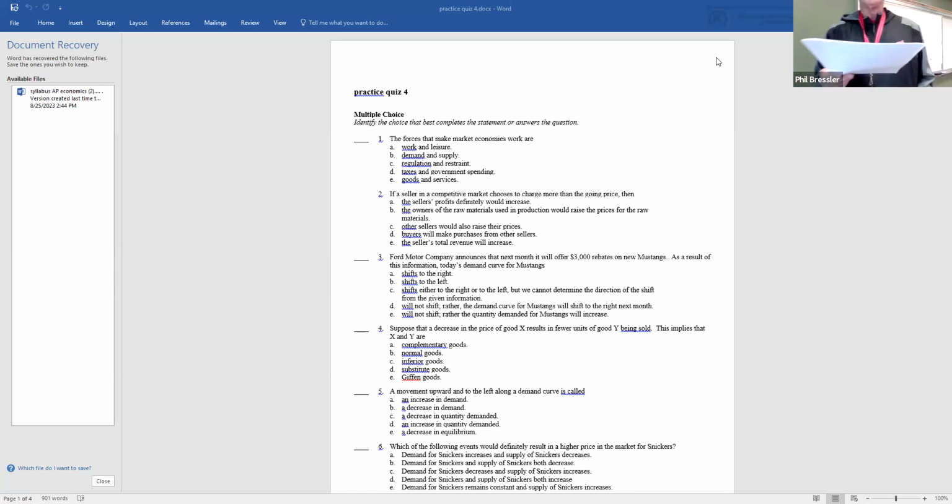Normal and inferior goods, also distractors here, are more related to income. Normal goods: income up, demand up. Inferior goods: income up, demand down.